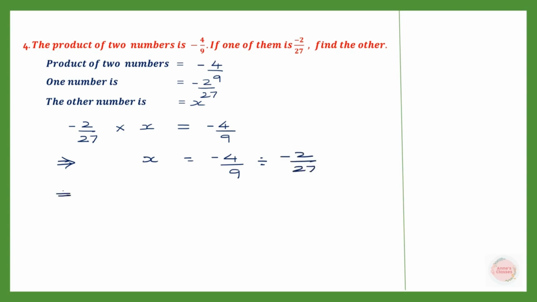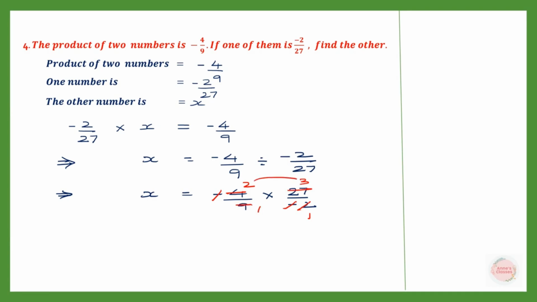Now let's solve for x. X is equal to minus 4 by 9. Division changes to multiplication. Minus 2 by 27 becomes 27 by minus 2. Now let's see what we can cancel. We can cancel minus and minus. We can cancel 2 and 4. 2 ones are 2 and 2 twos are 4. We can cancel 9 and 27. 9 ones are 9, 9 threes are 27.